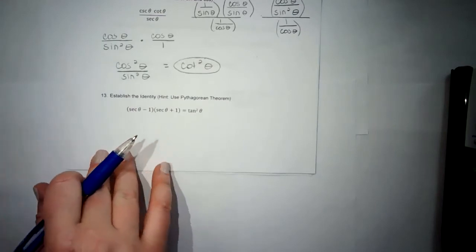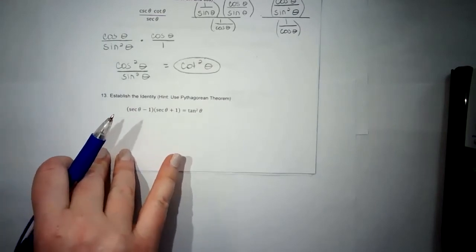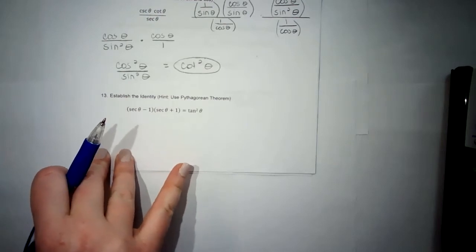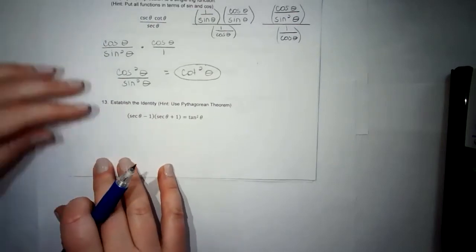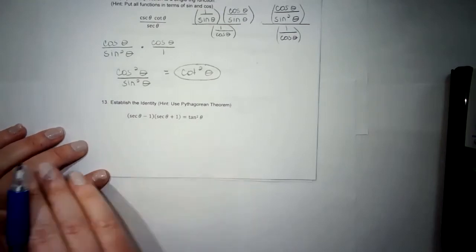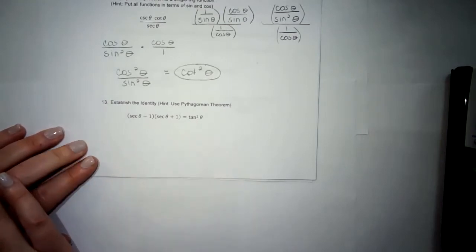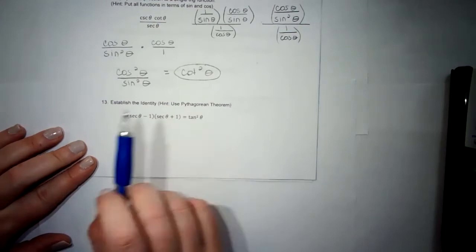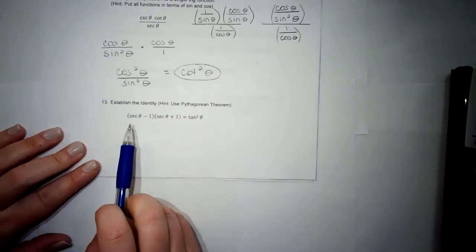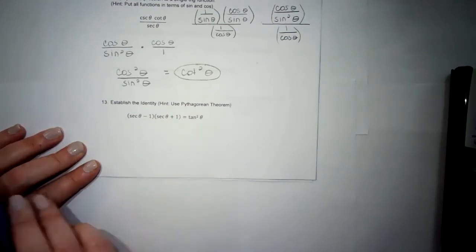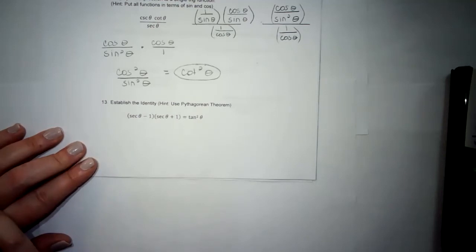Okay, now we're back to another establish. That's great, because at least we know what we're looking for in the end. I always like an establish. So what we're looking for is we're going to stop when we get to tan squared theta. All right, it says use Pythagorean theorem. Well, we're not quite ready yet, because in order to use Pythagorean, we need some squared terms. I don't have any squared terms. So what do we think our first step is going to be?